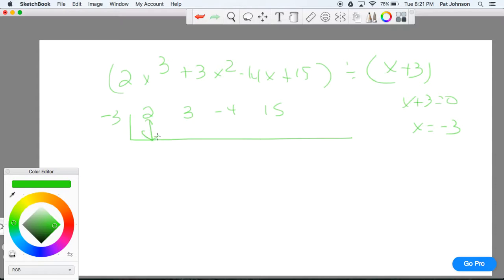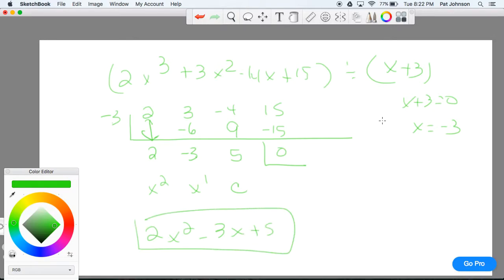So the first thing I do is I bring down my first term, 2. Take 2 times negative 3 is negative 6 and put that right here. 3 minus 6 is minus 3. Minus 3 times minus 3 is positive 9. Minus 4 plus 9 is 5. 5 times negative 3 is negative 15, and that equals 0. So this last thing is your remainder. Since I have a remainder of 0, this is going to be my constant, x to the first, x to the second. So then my answer is 2x squared minus 3x plus 5. There's your answer. That's the quotient of these two things.